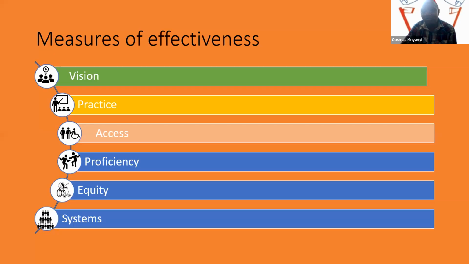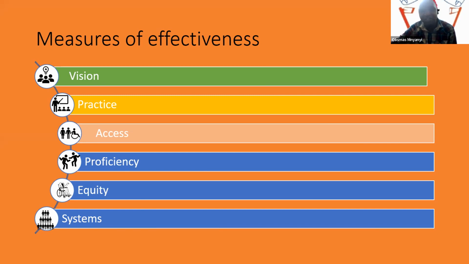More so, how can we measure effectiveness? Now, okay. First, there must be a vision. Do we have a vision? There must be some practice. For example, we want equity, people with disabilities, especially the blind and the deaf, participating in the ICT. What practice shows that these people are included?